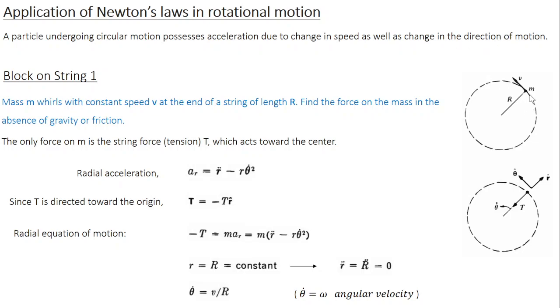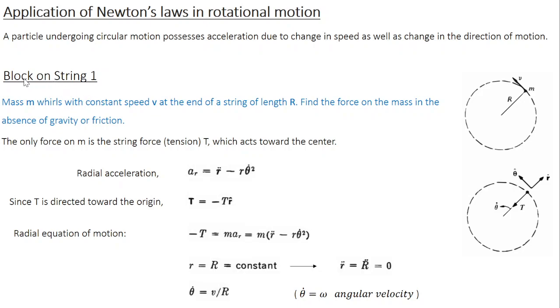For example, if you are considering an object which is moving in a circle, even if the magnitude of the velocity is constant, look at each point, the direction of velocity is going to be different. So purely due to change in direction, you could have an acceleration in the tangential direction. So in the first example, we will take a very simple case of an object having only radial acceleration.